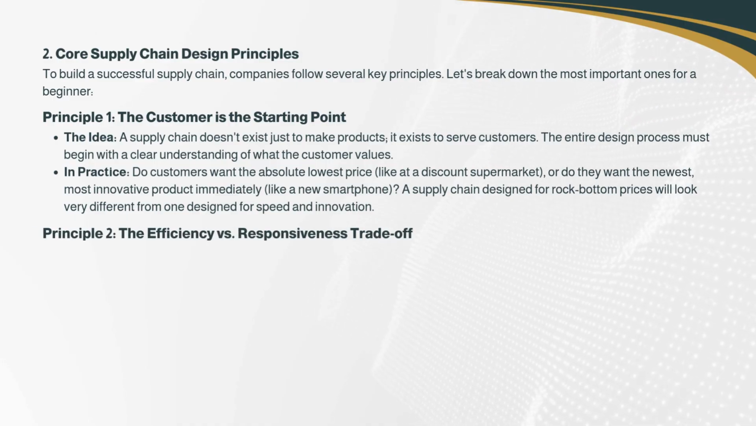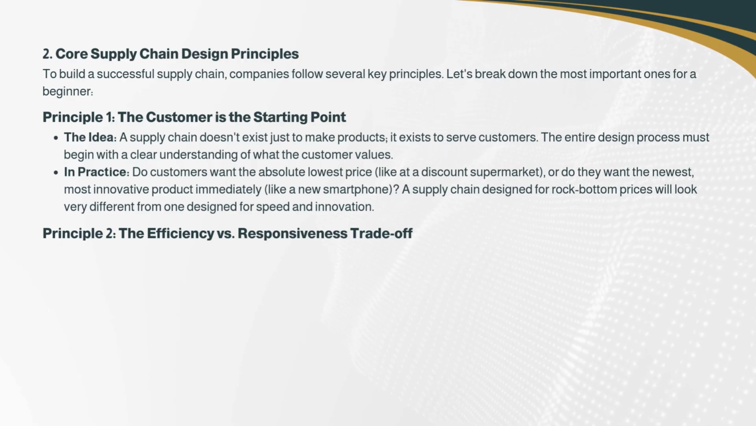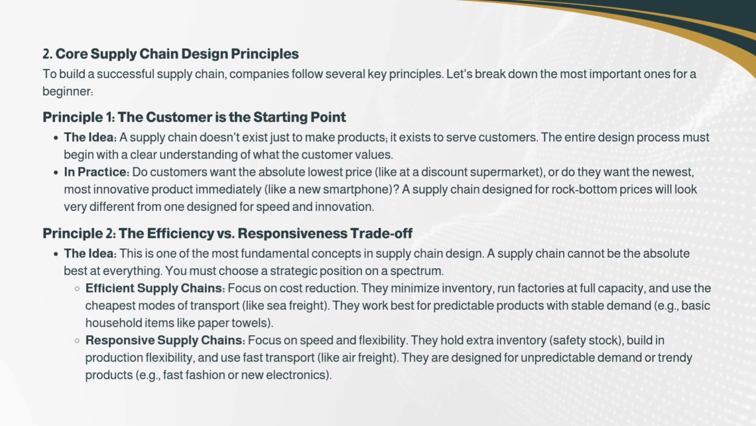Principle 2. The efficiency versus responsiveness trade-off. The idea: this is one of the most fundamental concepts in supply chain design. A supply chain cannot be the absolute best at everything. You must choose a strategic position on a spectrum. Efficient supply chains focus on cost reduction. They minimize inventory, run factories at full capacity, and use the cheapest modes of transport, like sea freight. They work best for predictable products with stable demand, e.g., basic household items like paper towels.